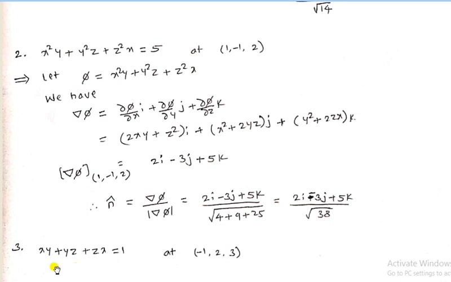So one more example: xy plus yz plus zx is equal to 1 at the point minus 1, 2 and 3. You will try this example similar to the previous two examples.